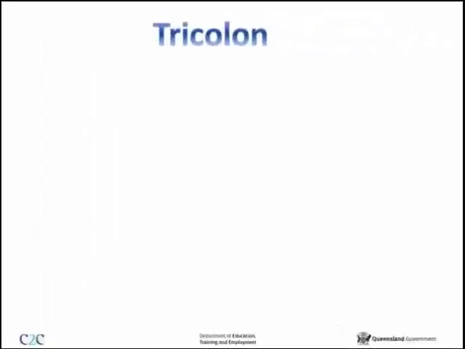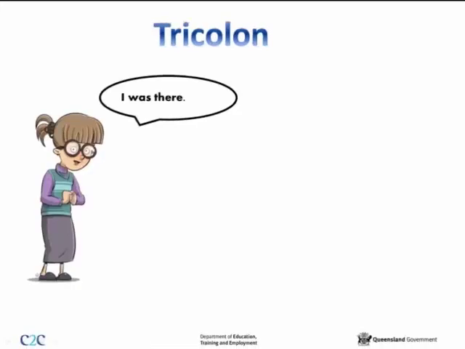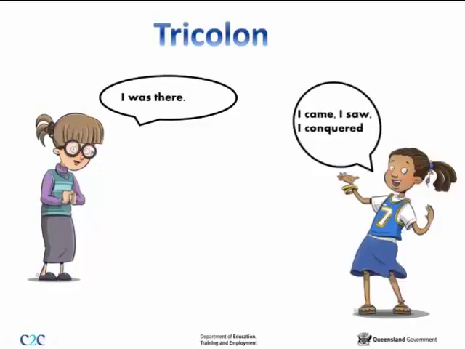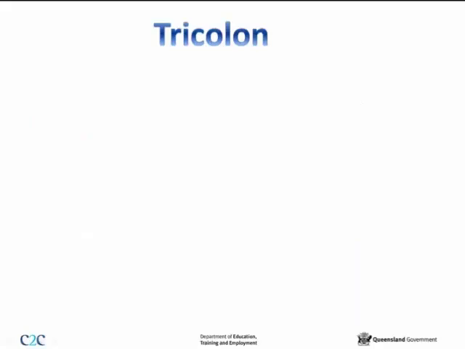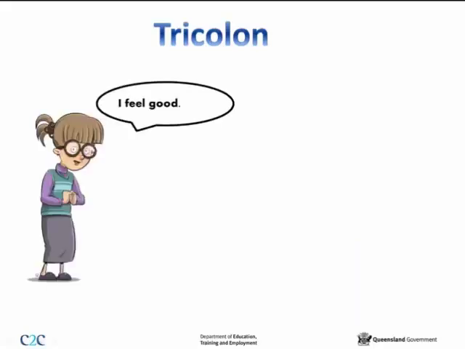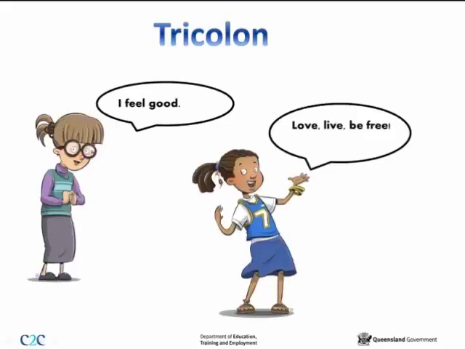A tricolon is a series of 3 parallel words, phrases, or clauses. Instead of just saying, I was there, you might say, I came, I saw, I conquered. Or instead of, I feel good, you might say, love, live, be free. You could use it in any way you like, but it's a nice way to push home an idea and inspire emotion and excitement in your audience. Using a tricolon can become your power line of the speech that you repeat.